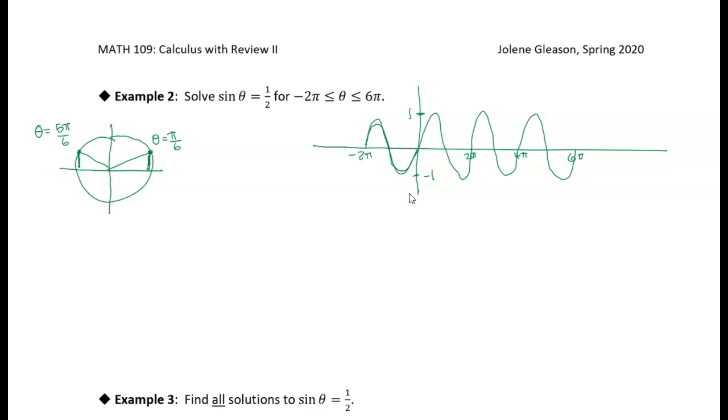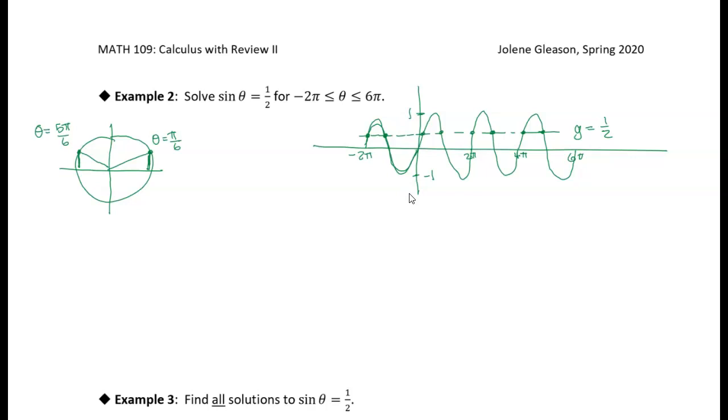Okay, so that's what this is going to look like, and we're looking for where the sine of theta is 1/2. So I could illustrate that, it's going to be these points right here. 1, 2, 3, 4, 5, 6, 7, 8, right? Yeah, 8. We've got 8 solutions. So we should expect 8 solutions, right? Because you can see that if we graph this function between negative 2 pi and 6 pi, it's going to cross y equals 1/2 8 times.